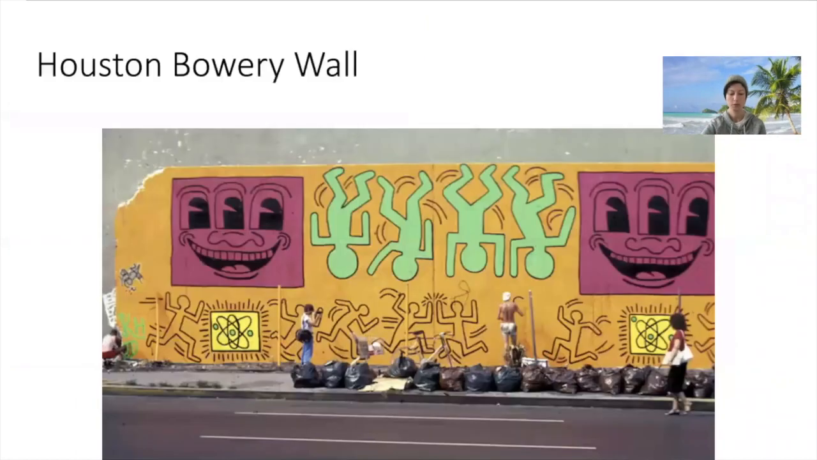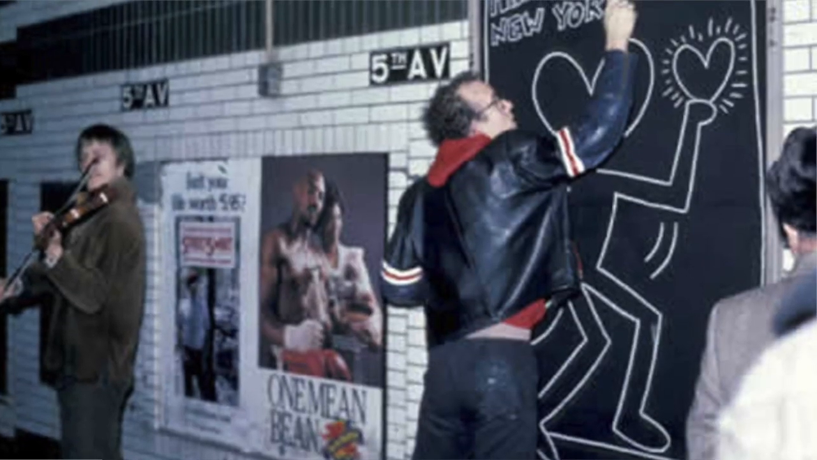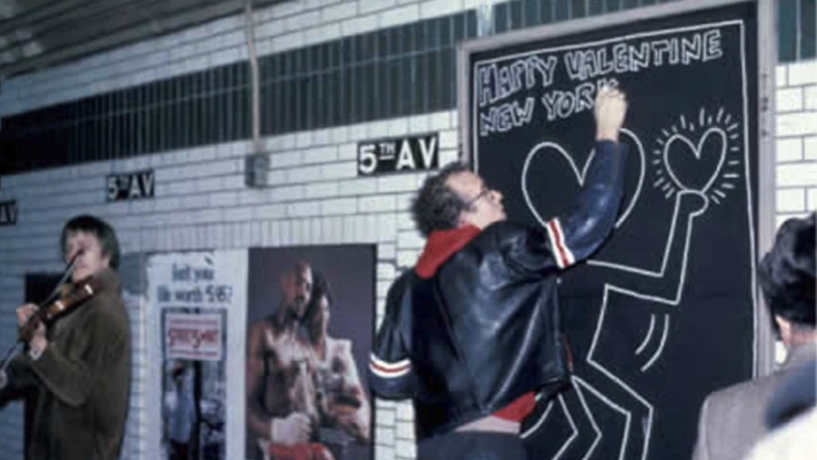One of Haring's early commissioned works was on a giant wall in Lower Manhattan, on the corner of Houston Street and the Bowery. Ironically, although he was known for his illegal graffiti work, his own piece was vandalized. As he said, "The first few times it was defaced, I was personally hurt by it. I realized, of course, that when you put something in public that is in a certain way a gift, and if you do it in public and leave it, it's vulnerable to whatever is going to happen to it from the outside world."